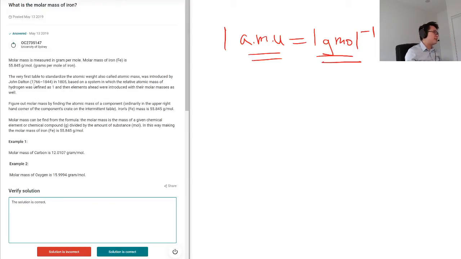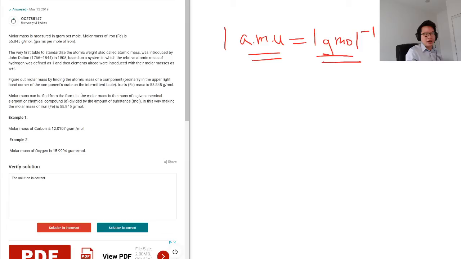Okay, so let's look at the second paragraph. The very first table, the standardized atomic weight, is called the atomic mass, because at first we didn't use gram per mole, we used atomic mass, introduced by John Dalton in 1805. We set the relative atomic mass of hydrogen to be 1 and carbon to be 12, and then relative to that. Later, because we are much more concerned with the amount of reagent used in chemistry, it's not that convenient to use atomic mass unit, so that's why we switch to gram per mole.